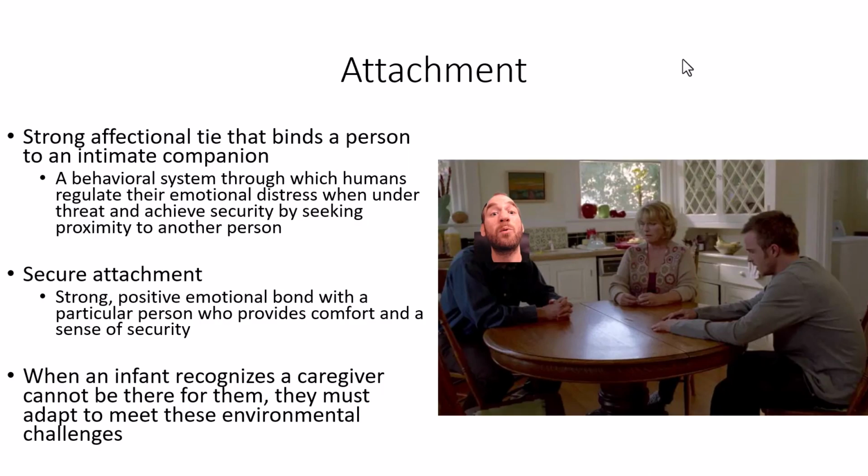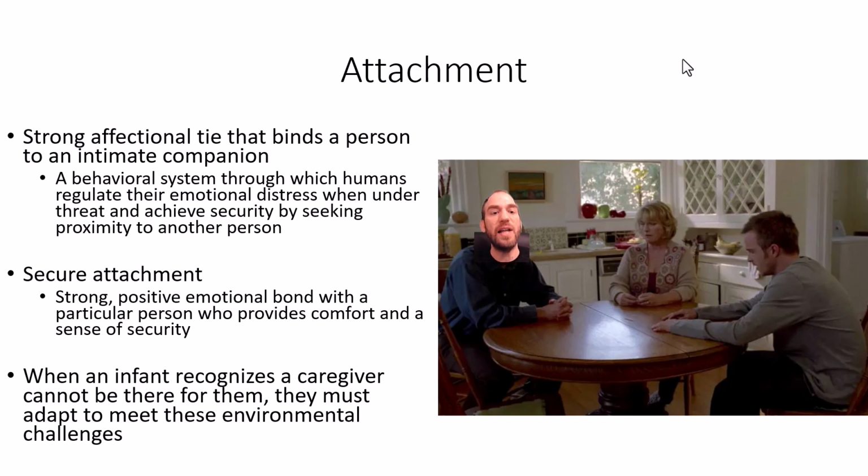And our last big topic will be attachment, a very heavily researched area. Attachment: a strong affectional tie that binds a person to an intimate companion. A behavioral system through which humans regulate their emotional distress when under threat and achieve security by seeking proximity to another person. Secure attachment is defined as a strong, positive emotional bond with a particular person who provides comfort and a sense of security. When an infant recognizes a caregiver cannot be there for them, they must adapt to meet these environmental challenges.